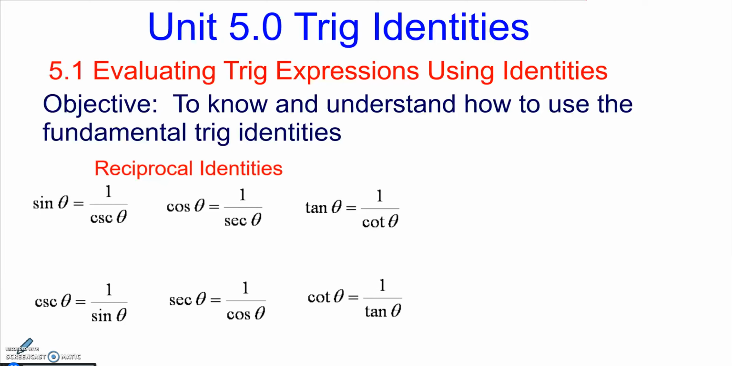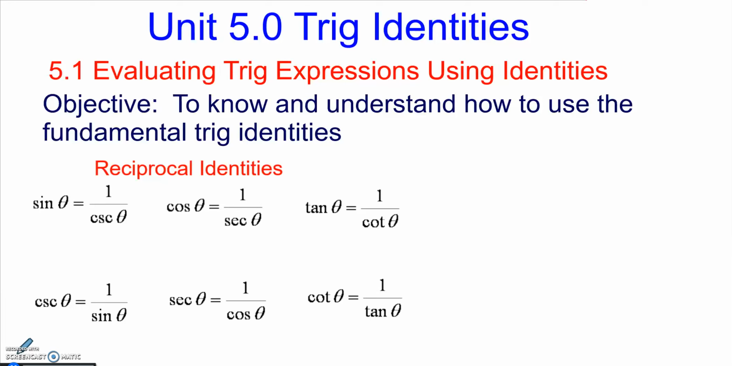Unit 3 was about just starting trigonometry. Unit 4 is about graphing trig functions, and now what we're going to be doing is looking at identities, which are equations or expressions that are always true. We're going to use them to solve a lot of problems throughout the unit.